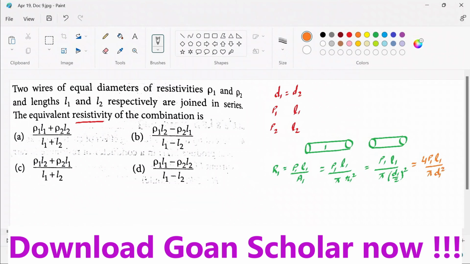Anyone has any doubt or not understood this part? Speak up. Great. Let's find R2. So similarly, the resistance value of the second wire will be 4 times rho 2 L2 upon pi D2 square. Let's remove this D2 and D1 because they both are equal. Let's call it as D, to avoid any confusions.